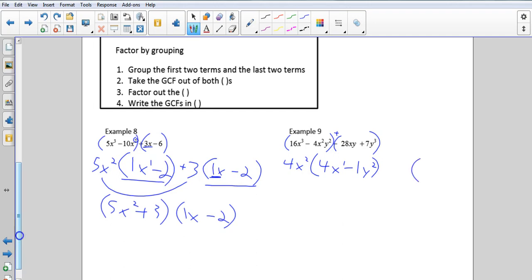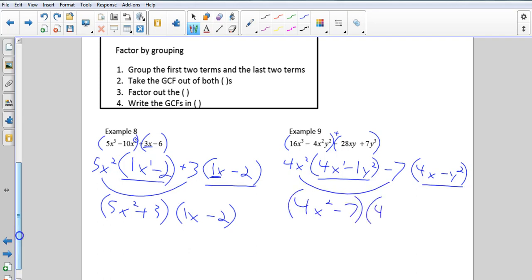Next, I know ahead of time that I want 4x minus y squared. I know that. So what do I have to divide negative 28 by to get a positive 4? Well, certainly it's not 7, because that would give me a negative 4. So it needs to be negative 7. Since this and this are the same, I hook up these two: 4x squared minus 7 times 4x minus y squared. And there you go. I'll have plenty of practice on that.